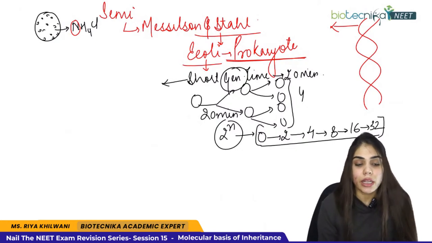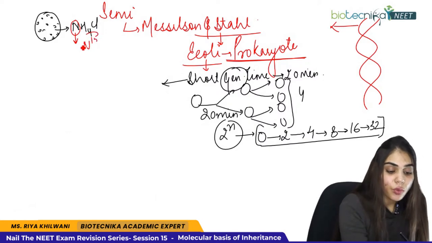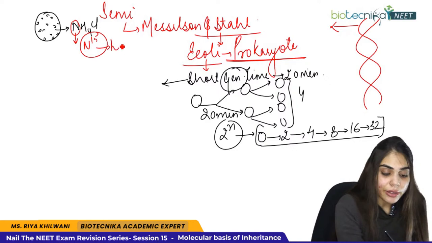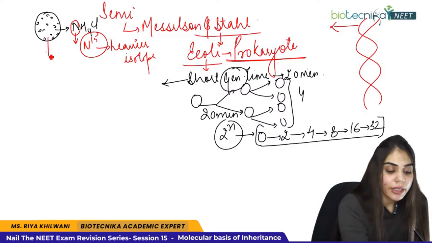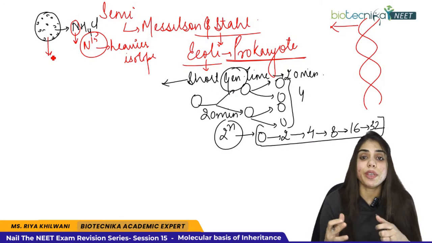He provided ammonium chloride where he labeled this nitrogen atom, that is, with the radioactive nitrogen. So this is called a heavier isotope of nitrogen. So what will happen? E. coli will grow. Once it grows, its DNA will be replicated.